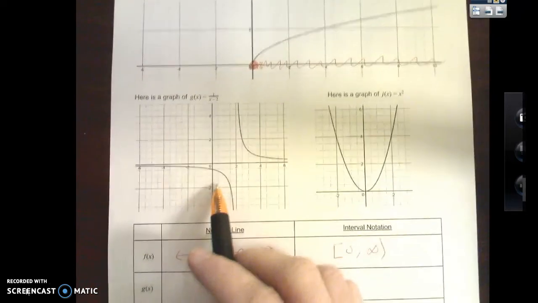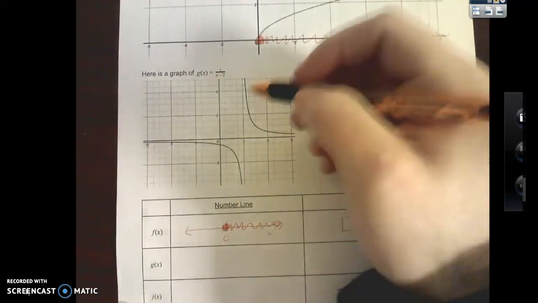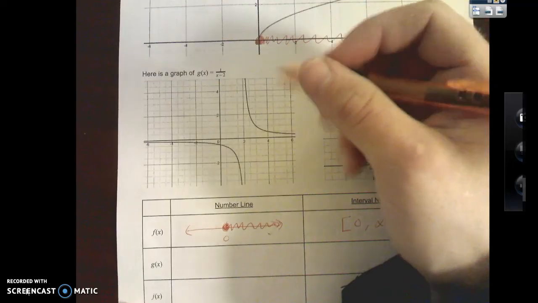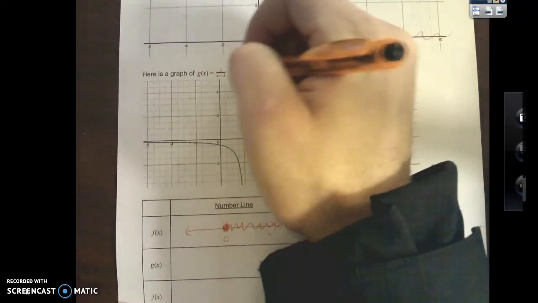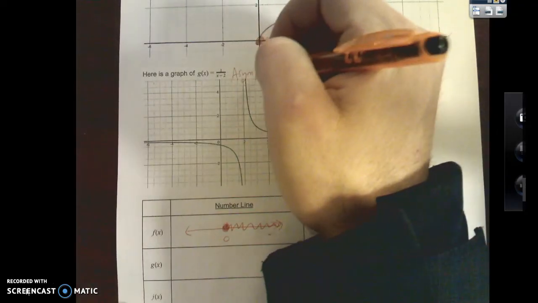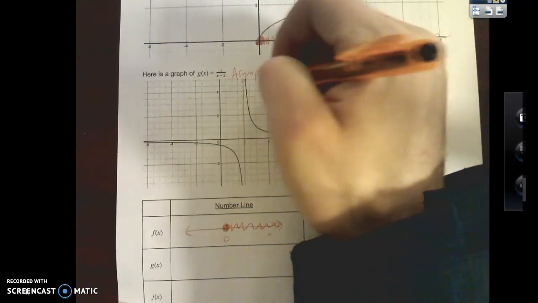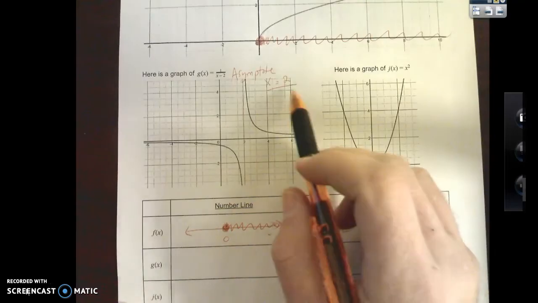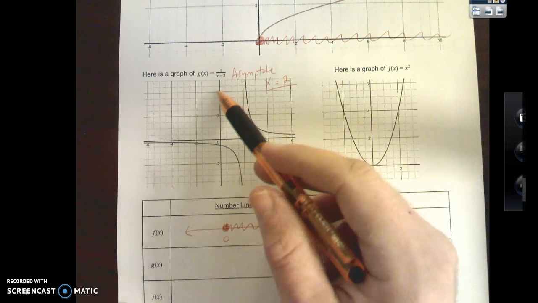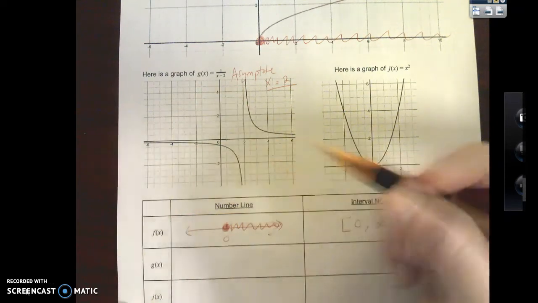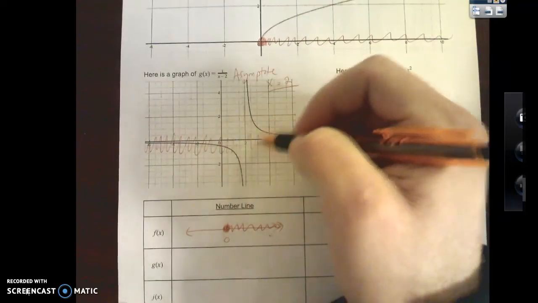Here is a graph of g of x equals 1 over x minus 2. Now, this is the first time you guys are experiencing this. You're going to see a lot of this as the rest of this year goes on. This right here is called an asymptote. So you have an asymptote at x equals 2. Basically what that means is, if I put 2 into this function, why doesn't it exist? Well, 1 divided by, if I put a 2 in, 2 minus 2 is 0. You can't have it. So you can have everything all the way up to 2, but you can't have 2.